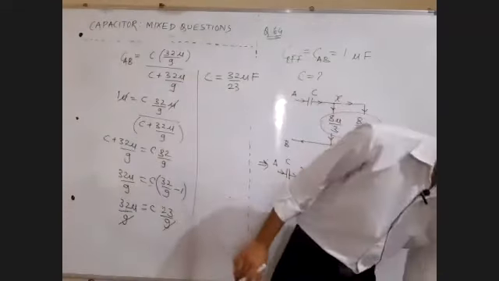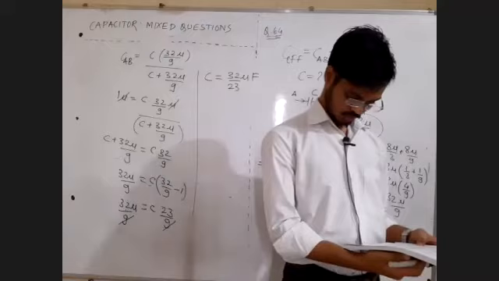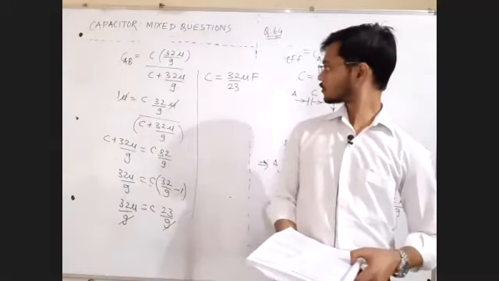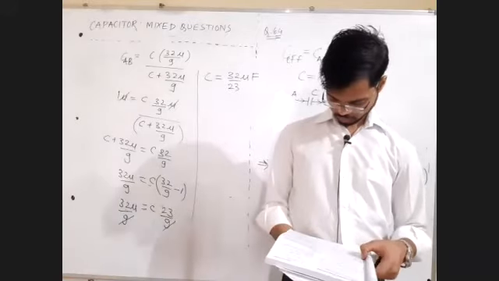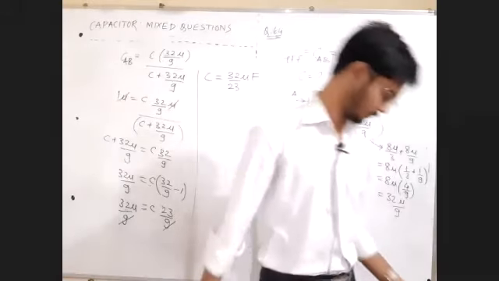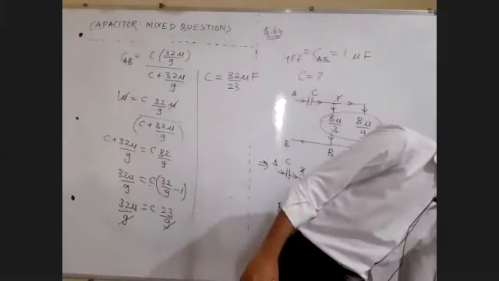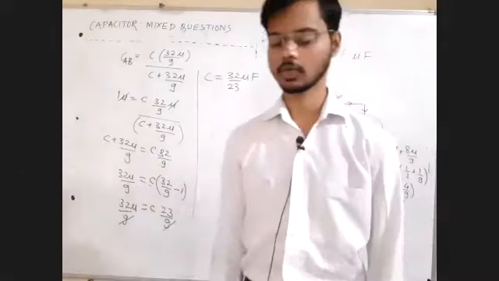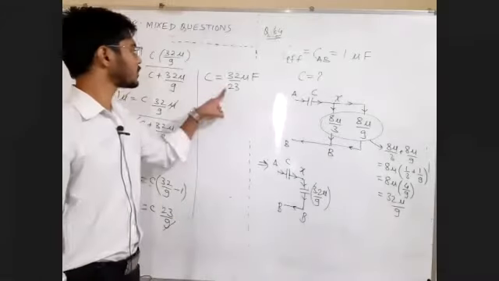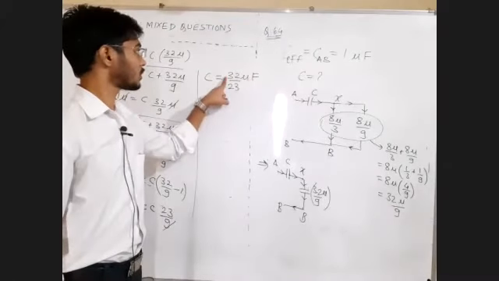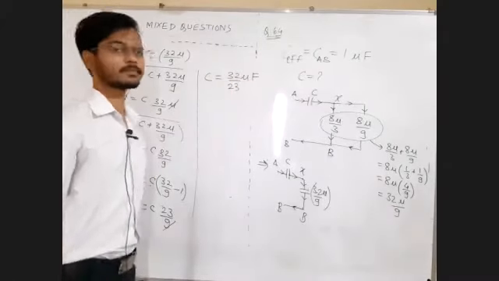32 micro upon 23. Option D. 32 micro upon 23 or 32 by 23 micro. But I generally say 32 micro upon 23.